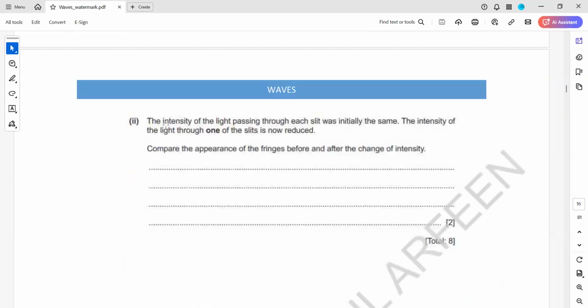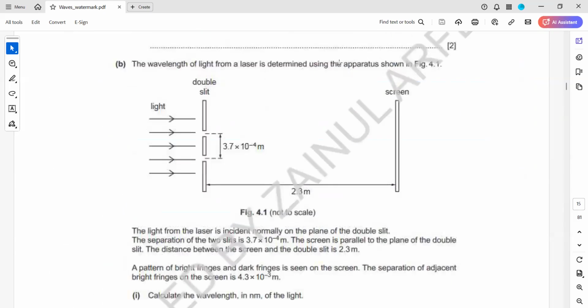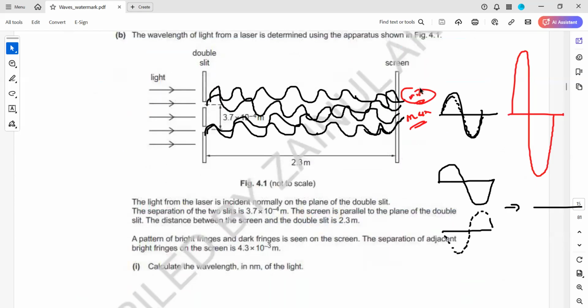That is what is mentioned here. The intensity of the light passing through each slit was initially the same, but the intensity of the light through one of the slits is now reduced. So one of the slits has now been reduced. So what will happen when we observe a maxima here?